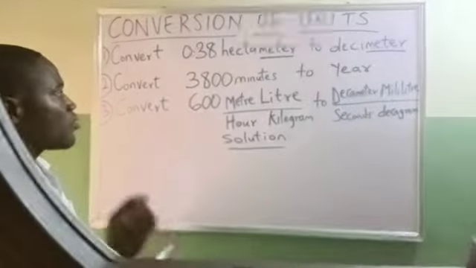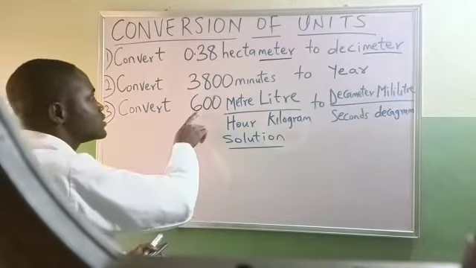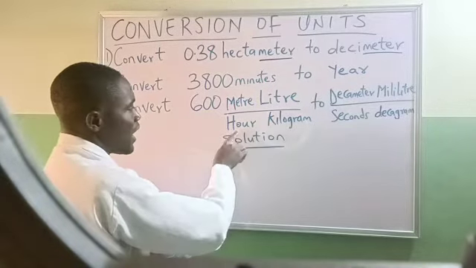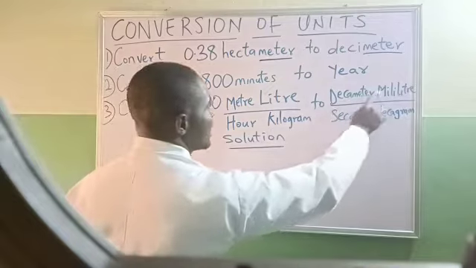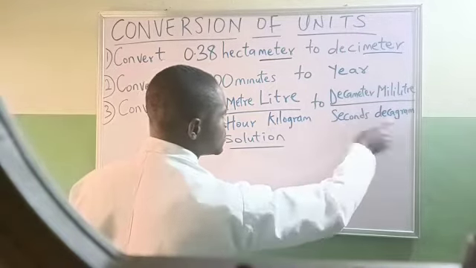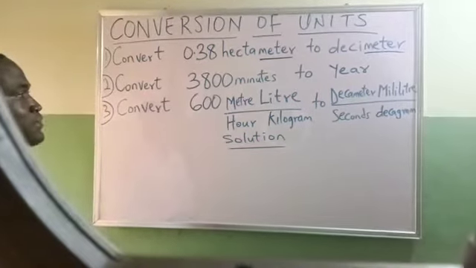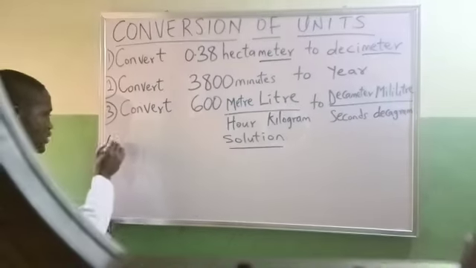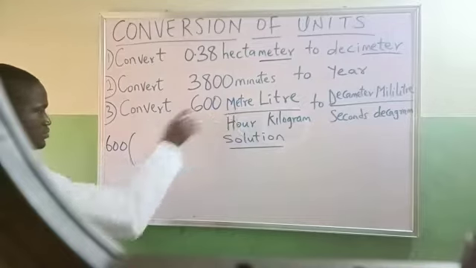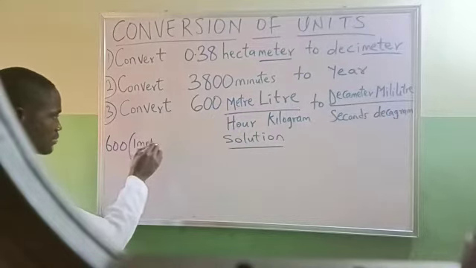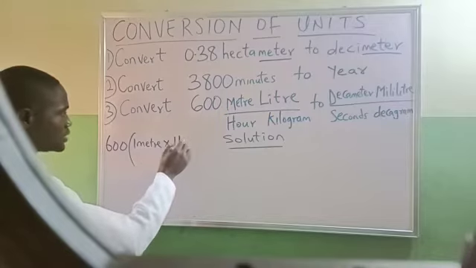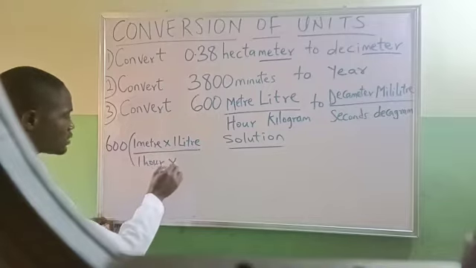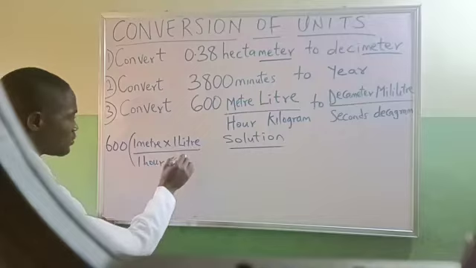Now, in question number 3, we are asked to convert 600 meter liter over hour kilogram to decameter milliliter over seconds decagram. If you are given this type of question, see what you do first. Write 600 bracket 1 meter times 1 liter all over 1 hour times 1 kilogram.